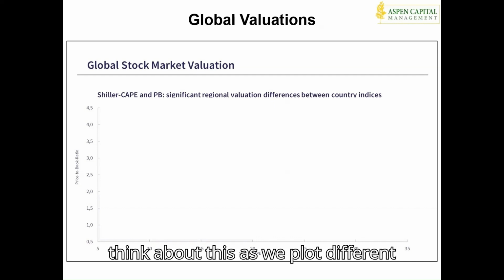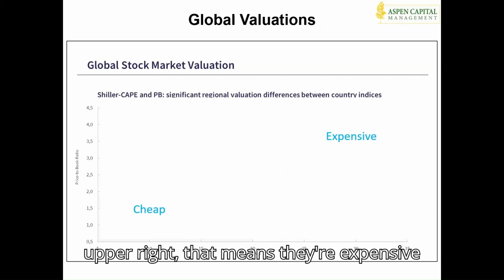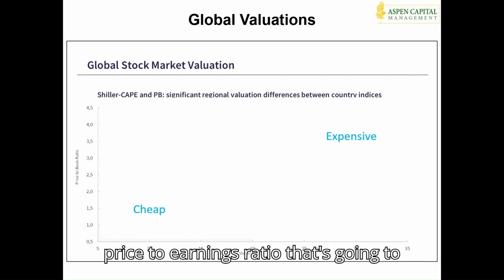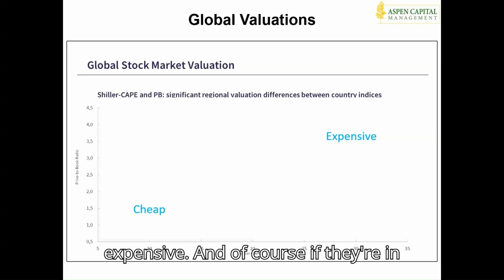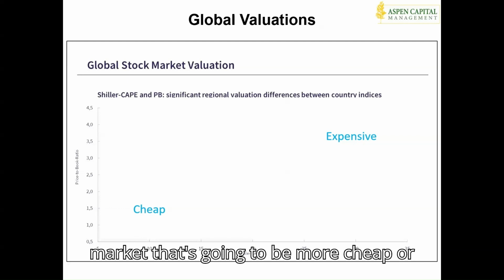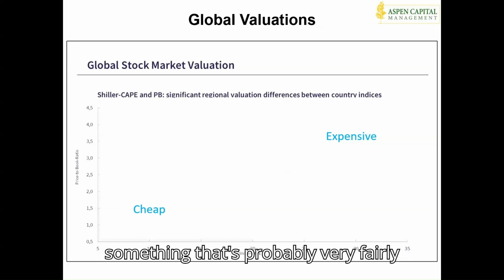So if we think about this as we plot different countries, if somebody ends up in the upper right, that means they're expensive on both a price to book and a price to earnings ratio. That's going to be an area of the world that's quite expensive. And of course, if they're in the bottom left, that's going to be a market that's more cheap, or in some cases, if they're in between, something that's probably very fairly valued.